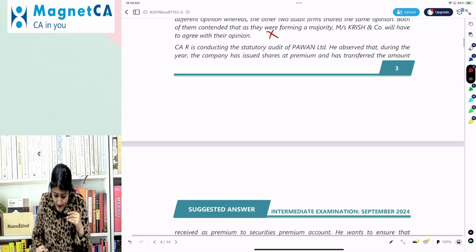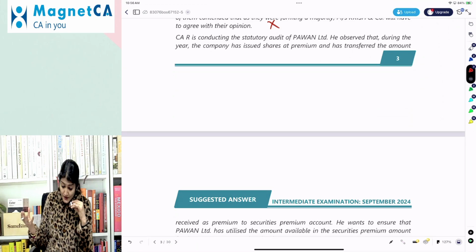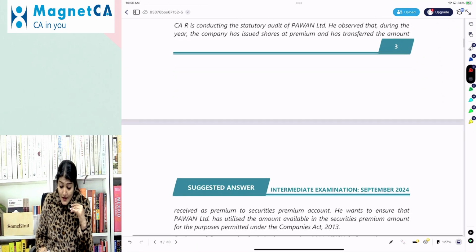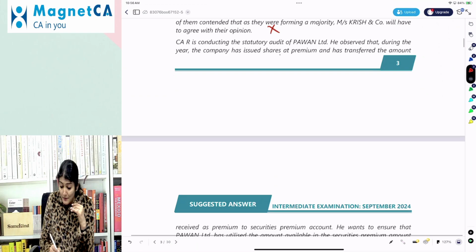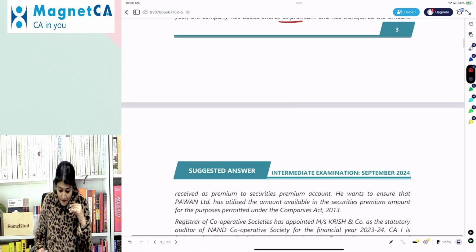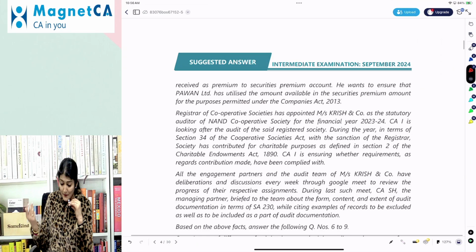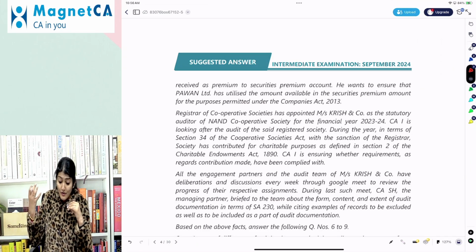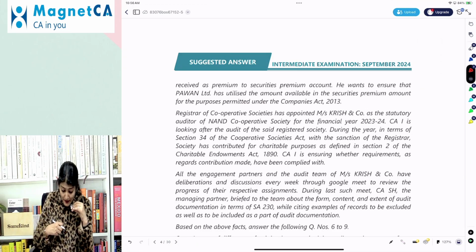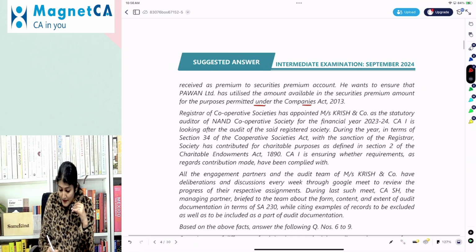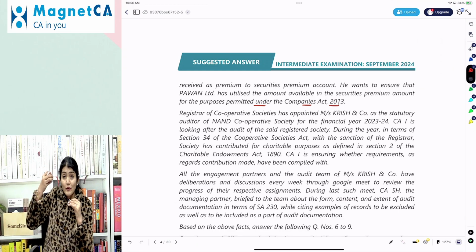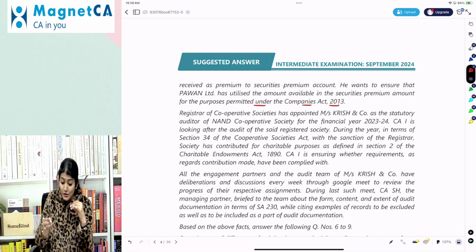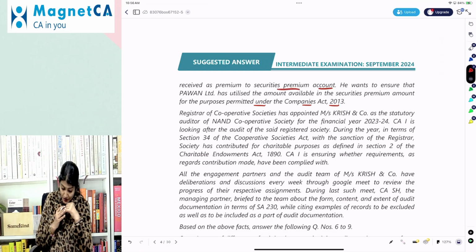R is conducting the statutory audit of Pawan Limited. He observed during the year that the company has issued shares at a premium and has transferred the amount received as premium to the securities premium account. He wants to ensure that Pawan Limited has utilized the amount available in the securities premium account for the purposes permitted under the Act, right? So that is the audit of share capital, the application of the securities premium account.